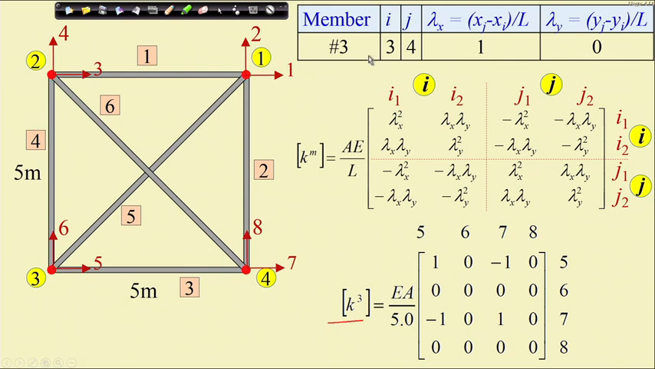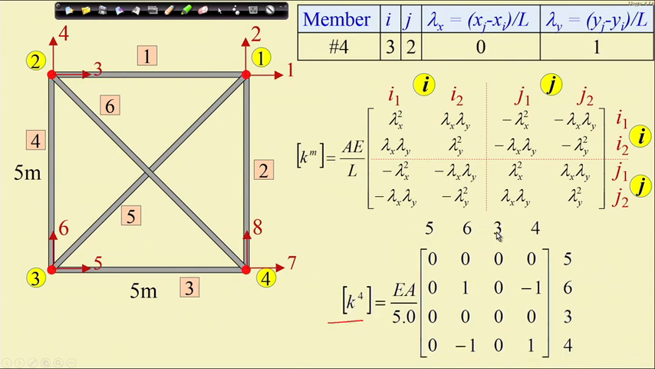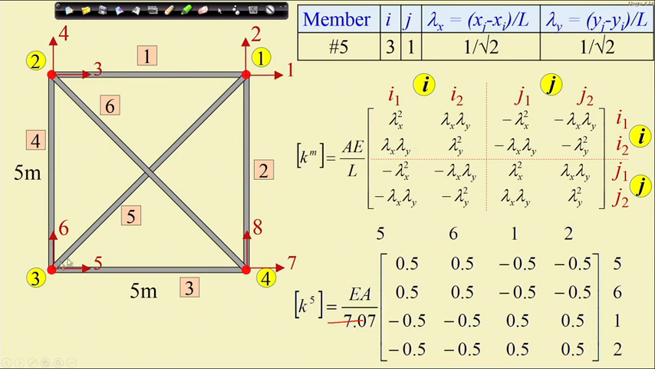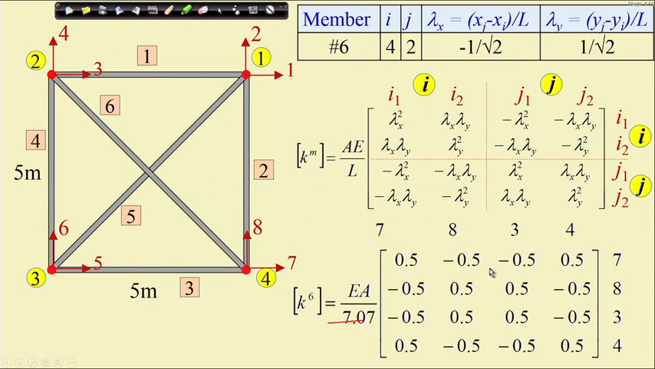Member 3 is connecting between joints 3 and 4. Substituting the corresponding lambda x and lambda y, we get this as k 3. Similarly, for member 4, again we can get k 4 as this. Member 5 is the connection between 3 and 1, and the corresponding angle is 45 degrees, and the associated lambda x and lambda y are these. Substitute them and we get k 5 as this. And then similarly for k 6, the same exercise, and k 6 will have this.